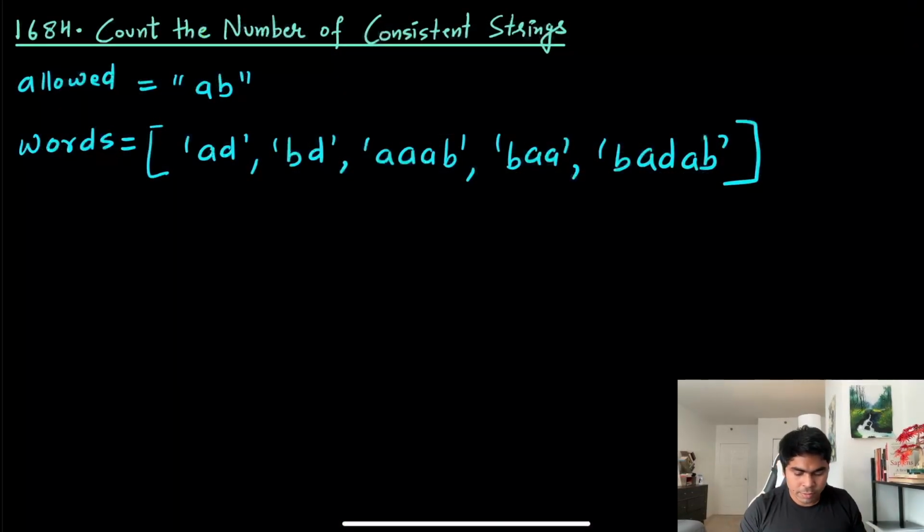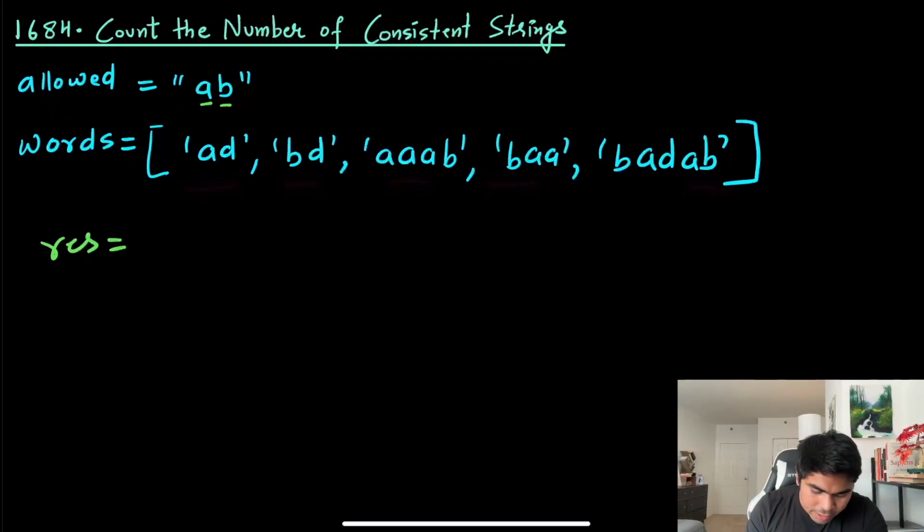So taking the first example, we are given the allowed string, then we are given words. Our result has to be the number of words that only contain the allowed characters. So what are the allowed characters? A and B. So what are the words inside our words array that only consist of A and B?